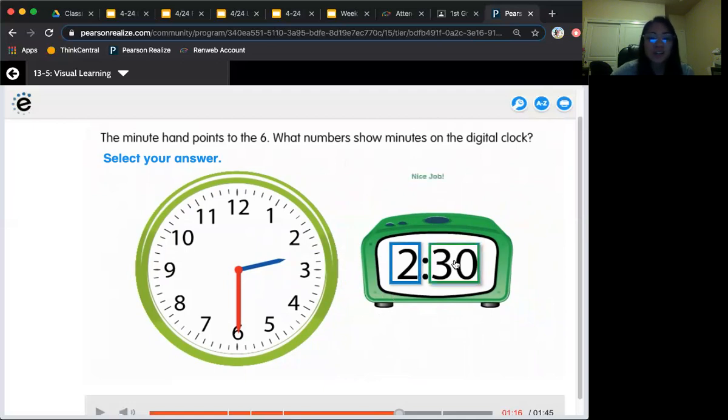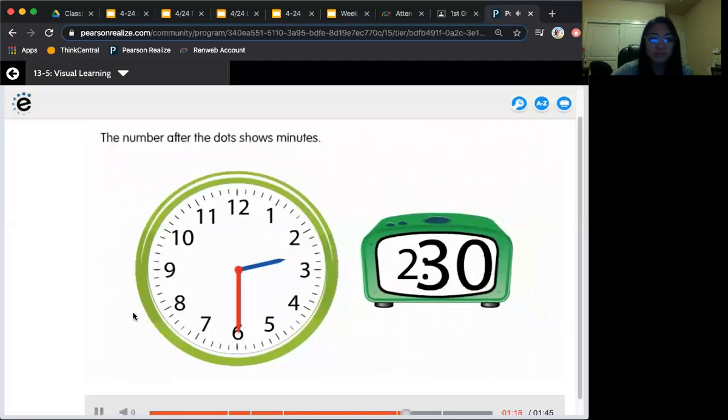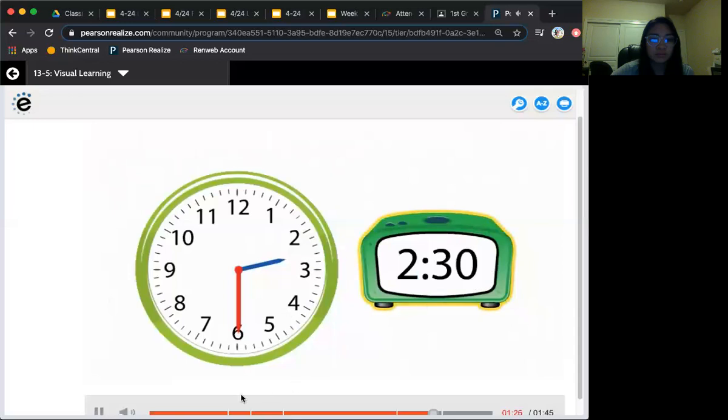The 30. Good job. The number after the dots shows minutes. The digital clock shows 30 minutes. What time do both clocks show?